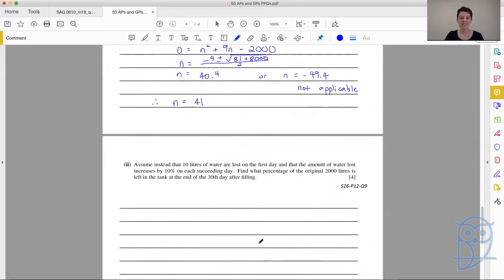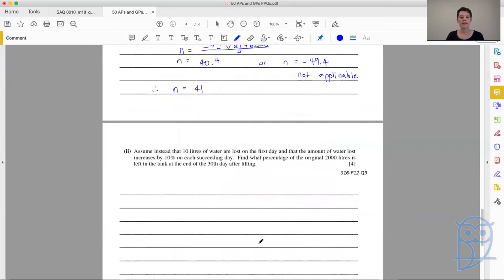The question continues. Assume instead that 10 liters of water are lost on the first day, and that the amount of water lost increases by 10% on each succeeding day. How do you take a percentage? You multiply. So we're now looking at a GP. Find what percentage of the original 2,000 liters is left in the tank at the end of the 30th day after filling. So we are summing the losses here. So we're going to have to sum the loss, remove that from the total, and then get the percentage remaining.